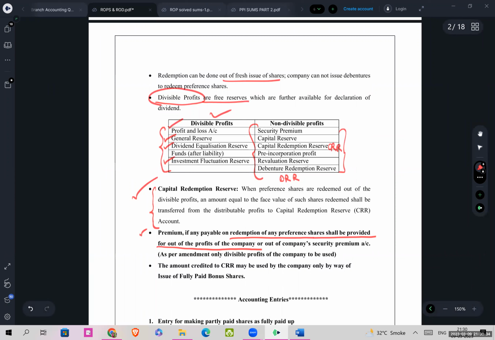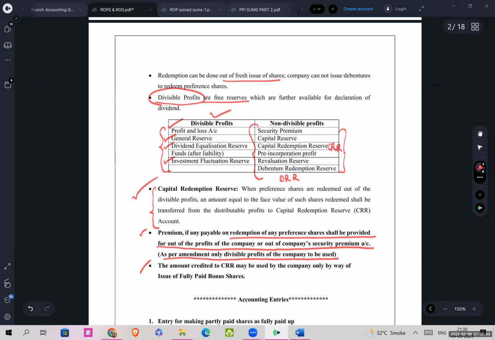Then the next mention is that premium, if any, payable on redemption of preference shares shall be provided out of profits of the company or out of the company's securities premium account. As per the amendment, only divisible profits of the company are to be used. So while solving sums, we will look into this special mention also.